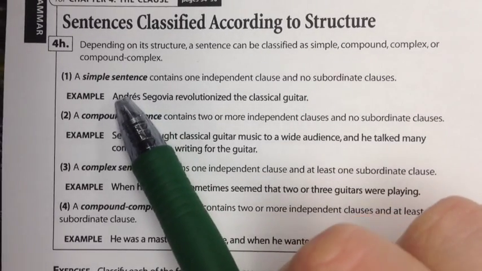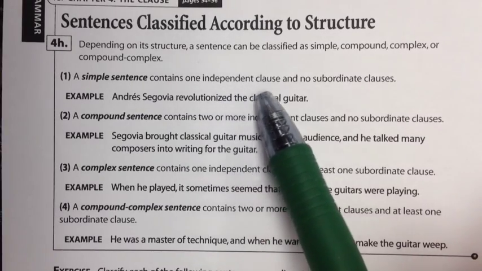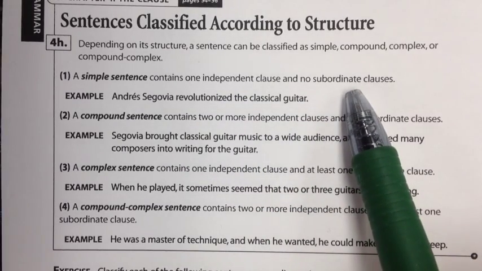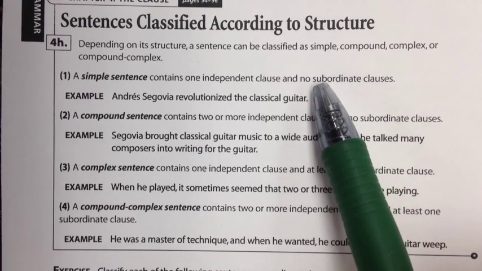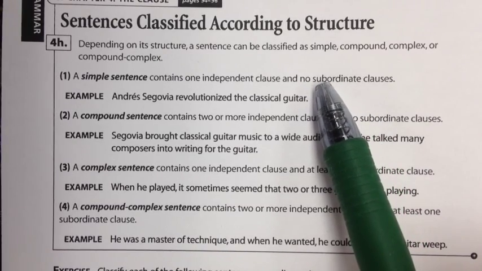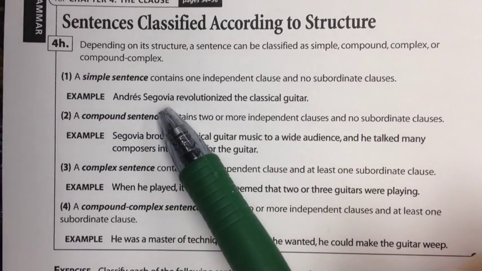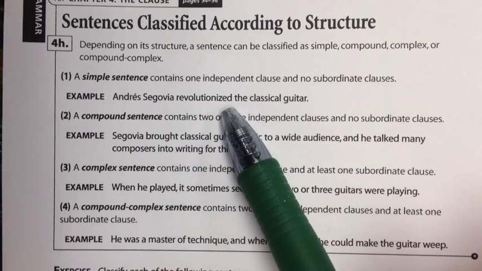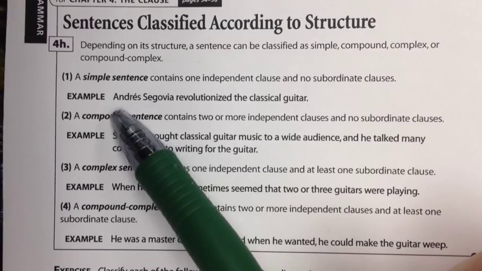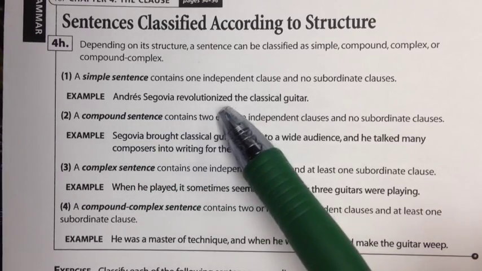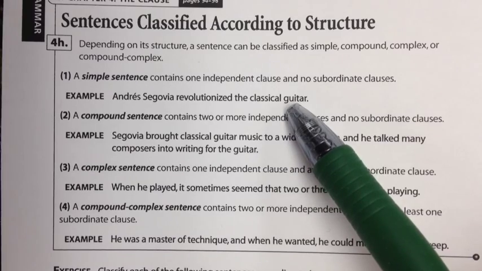The first is a simple sentence, and a simple sentence has just one independent clause and no subordinate clauses. So there will only be one subject and verb. There won't be any adverb, adjective, or noun clauses. So here we have Andres Segovia, subject, revolutionized, verb, and then here is a direct object. So this only has one independent clause. There's no adverb, adjective, or noun clause here.